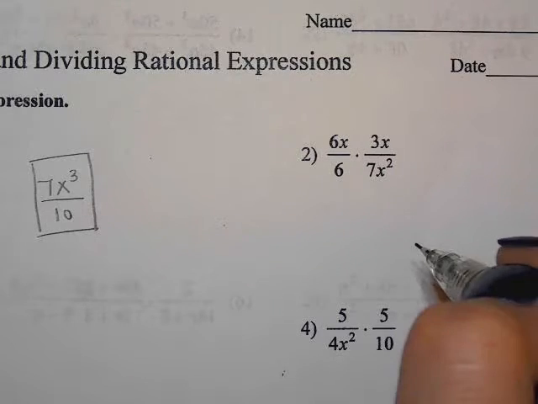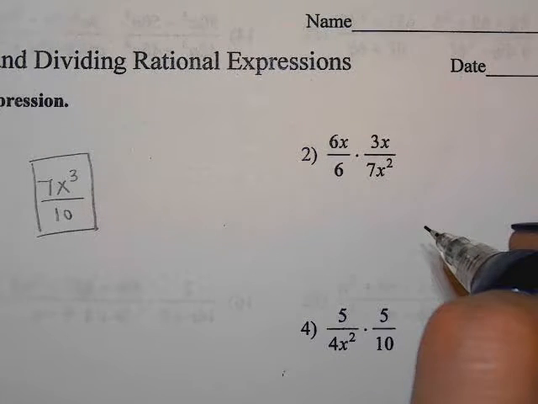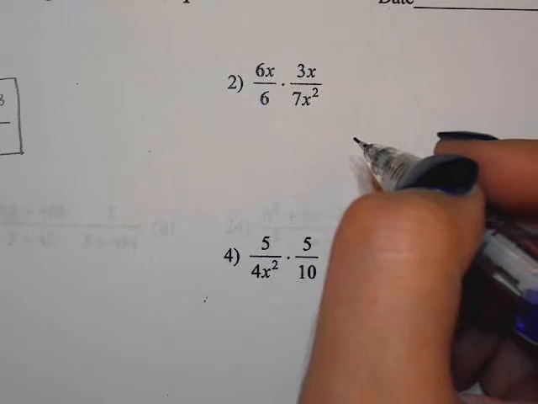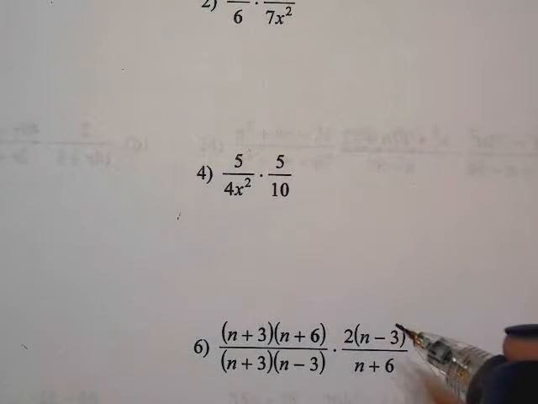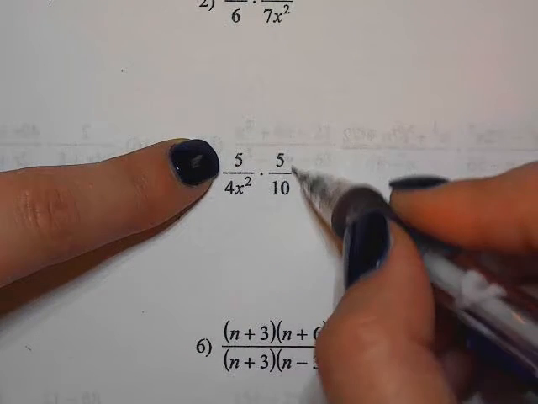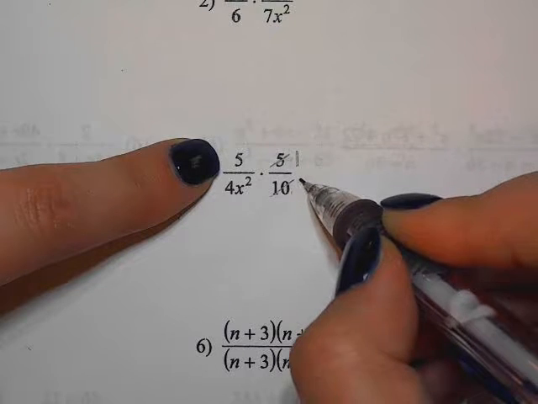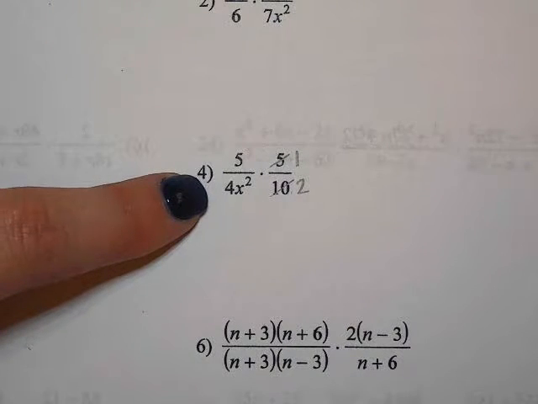On number 2, it's multiplication, so it's already written in the order it should be written. Let's look at number 4. Do you guys see any tops and bottoms? Yeah, so 5 over 10 can simplify to what? Yeah, so 5 goes into 5 once, 5 goes into 10 twice.